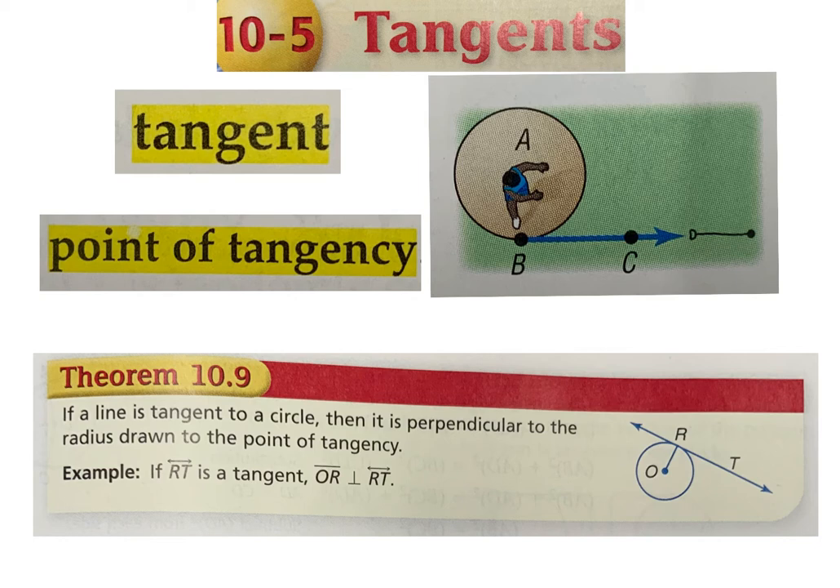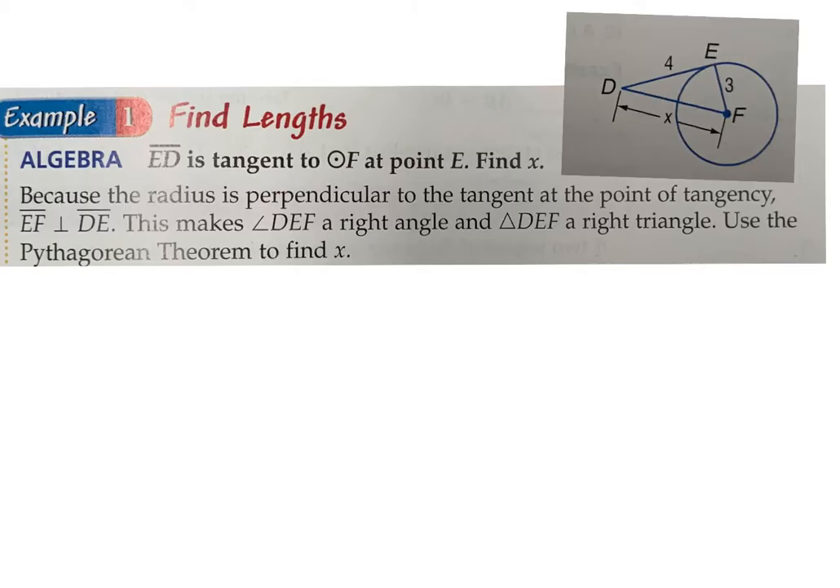First theorem here, if a line is tangent to a circle, then it is perpendicular to the radius drawn to the point of tangency. So the line RT is tangent to the circle O. The line segment OR is perpendicular to the line RT. So if you have a tangent line, the radius that touches that tangent line is perpendicular to it. All right, this information is helpful because then that opens up a world of opportunities when it comes to perpendiculars and right angles. Let's look at example 1.